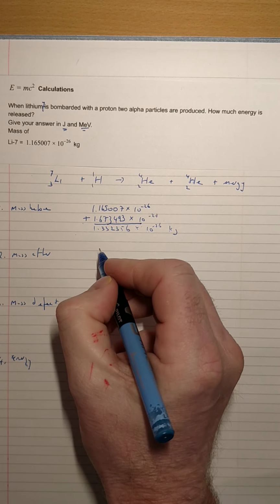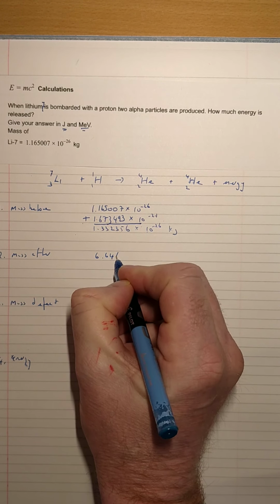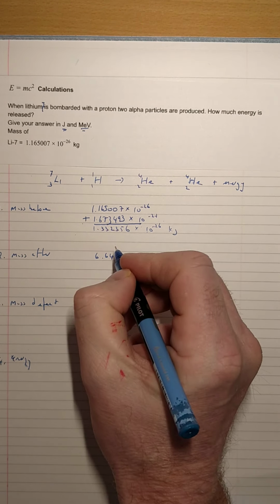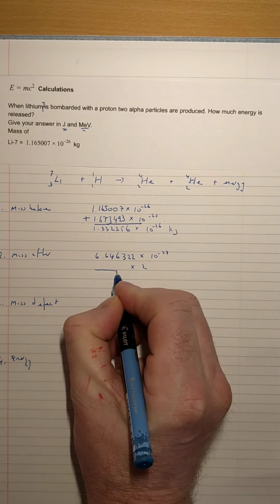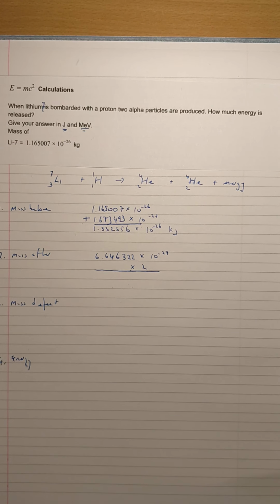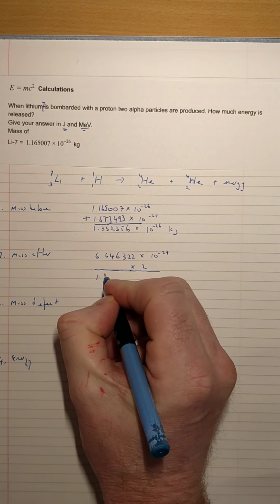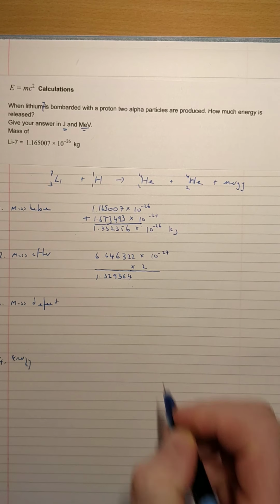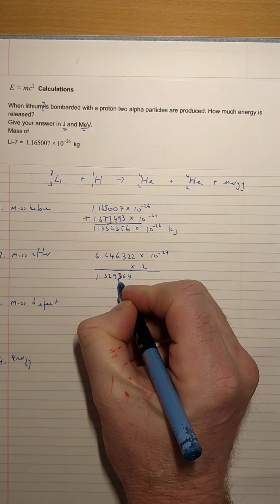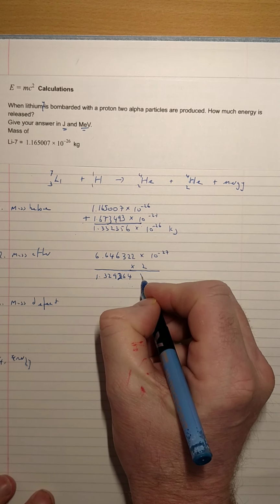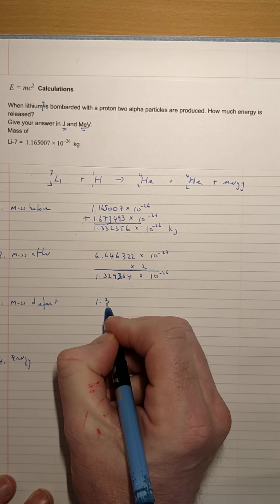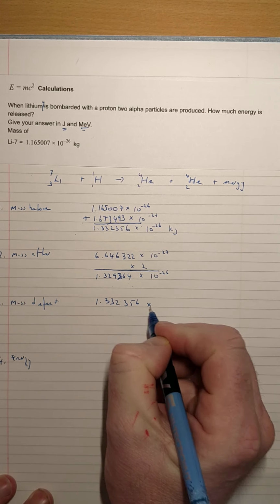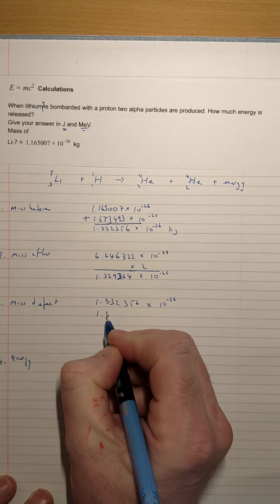Mass after, the alpha particle: 6.646322 by 10 to the minus 27 multiplied by 2. So we get 1.329264 by 10 to the minus 26. And you notice there's been a loss of mass. So we need to find the loss of mass. We get the mass before, and we subtract the mass after.